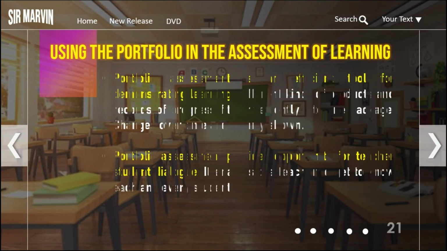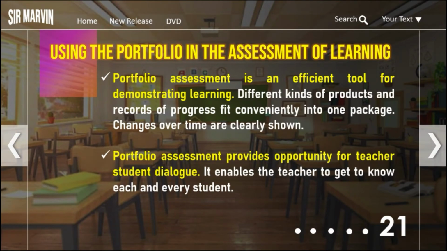Next one, portfolio assessment is an efficient tool for demonstrating learning. Different kinds of products and records of progress fit conveniently into one package. Changes over time are clearly shown. So, ito yung maganda sa portfolio assessment nga, na there is progress. Makikita mo talaga yung progress ng student. Okay? So, makikita mo talaga kung nag-excel ba siya or hindi.